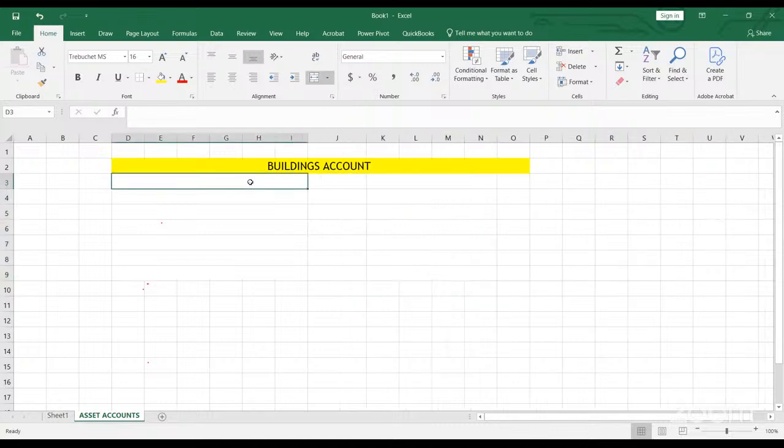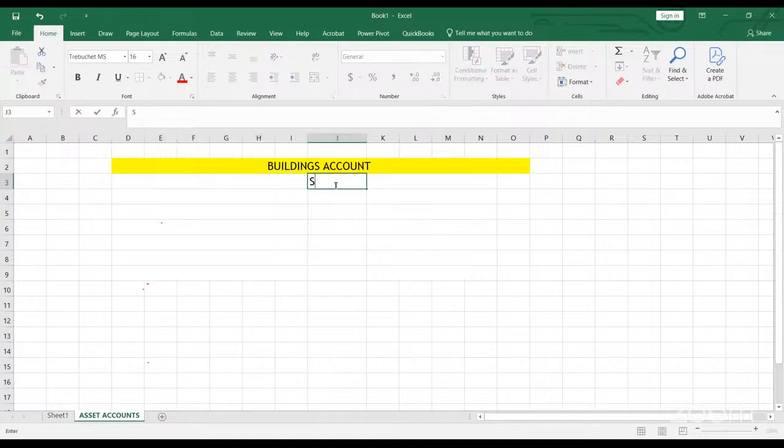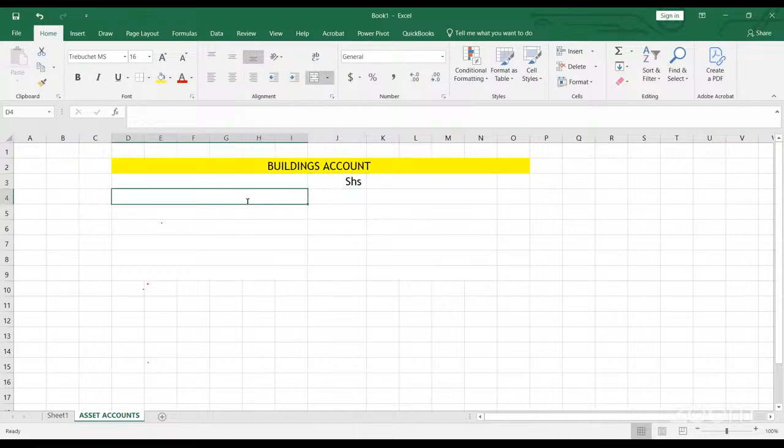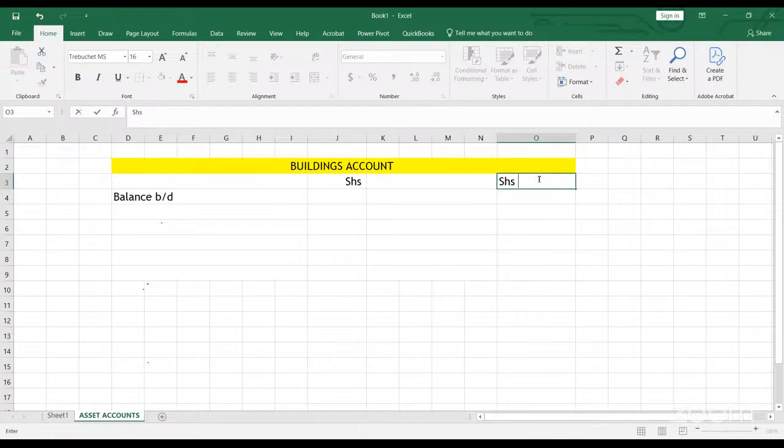So buildings are assets, so they have a normal debit balance brought down. So you start with the balance brought down. How much is the balance brought down from the balance sheet? 50 million. So balance brought down, that's 50 millions.